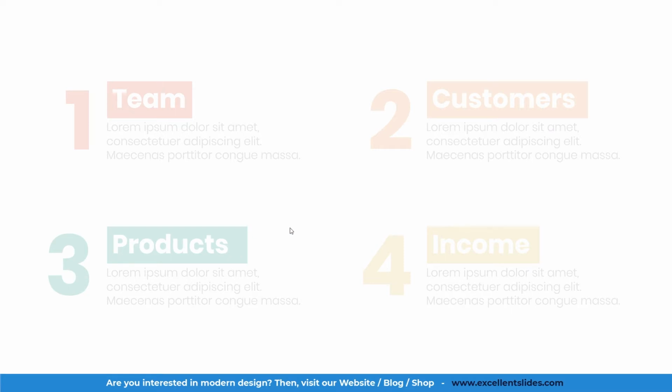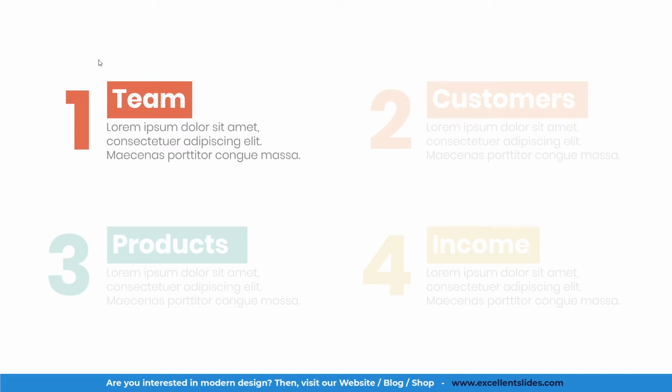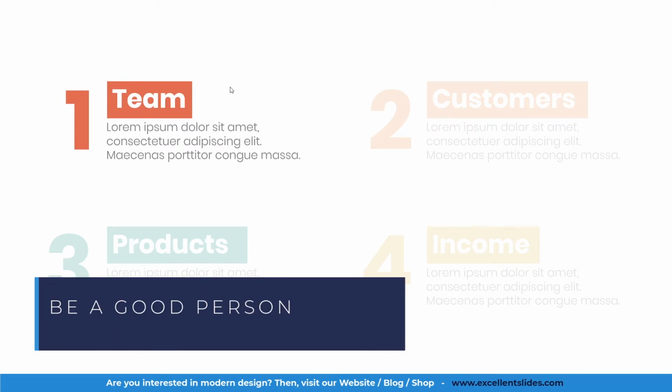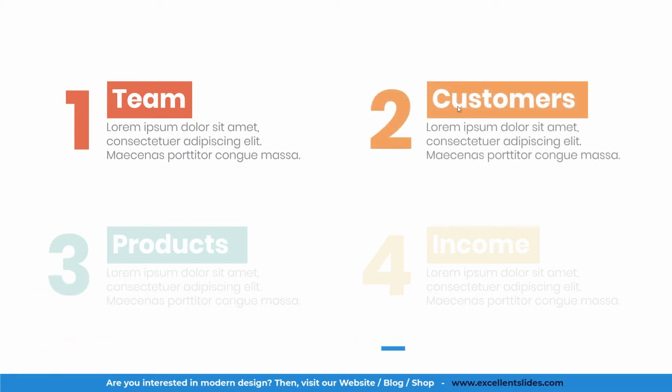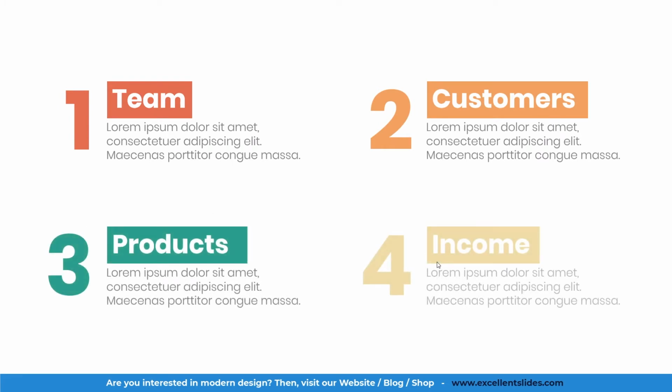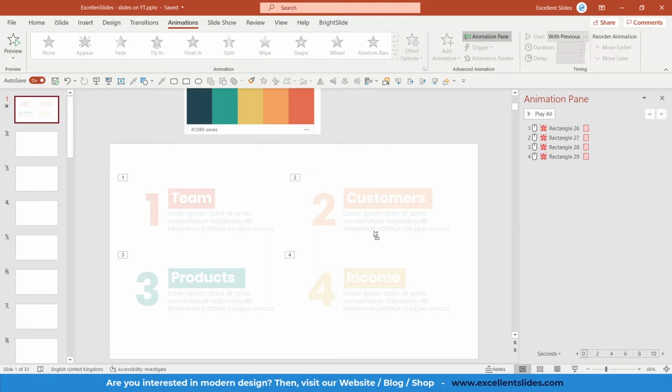So as you can see, if you are presenting something, and you would like to talk about those 4 things, and let's say you are starting talking about the first thing, so you click, and as you can see now, this is more visible. Let's say you finished talking about your team, now you are starting to talk about customers, and products, and about income. So as you can see, this is a really simple animation, but it's a really effective animation.